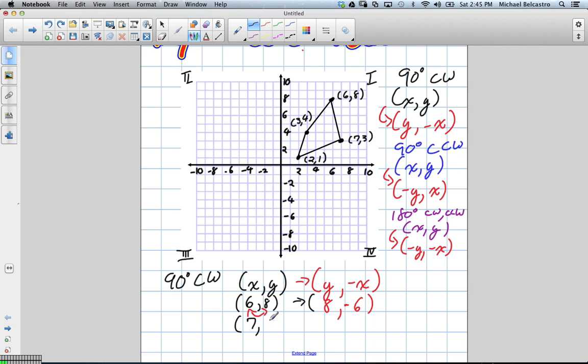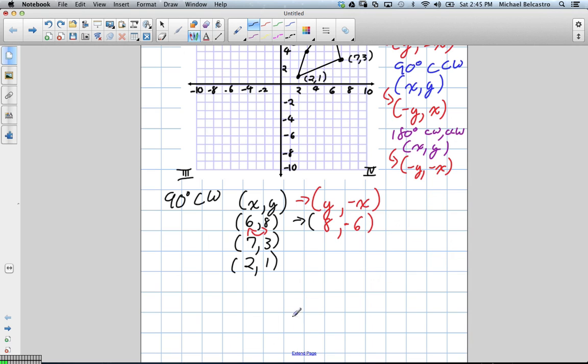The other 3, sorry, not all 3. There's 4 altogether. We had 7 and 3, 2 and 1, and 3 and 4. Those are all the coordinates. So when we go to move these all 90 degrees clockwise, it becomes 3, negative 7. This becomes 1, negative 2, and this becomes 4, negative 3.